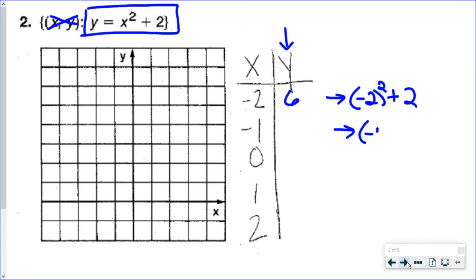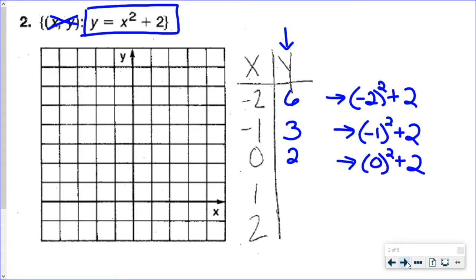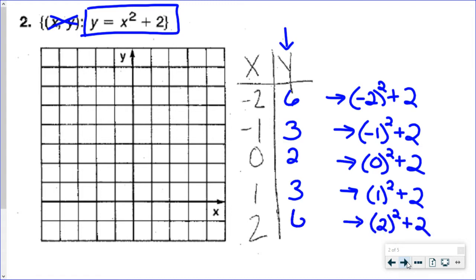Now I'm going to do when x is 1, and I'm going to get 3. Try that in your calculator. Now when x is 0, I'm going to get a 2. Now when x is 1, I'm going to get 3. And this is just putting it in my calculator. And for this one, 2 squared plus 2 is 6. And you should notice some duplicates.